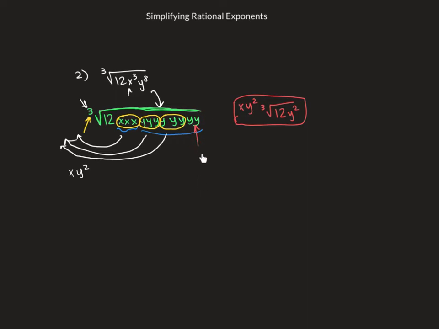It just depends. And then we took the amount of groups of that variable, and then we brought them outside of the cube root. So we have 1 group of x, so that's where the x came from, and then 2 groups of y, so y squared. And then whatever we can't take out of it, so 12 and y squared, that just remains in it. So our final answer is xy squared and then cube root of 12y squared. So that's just our second example.